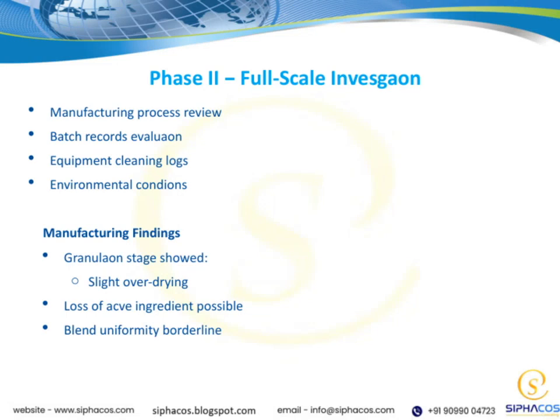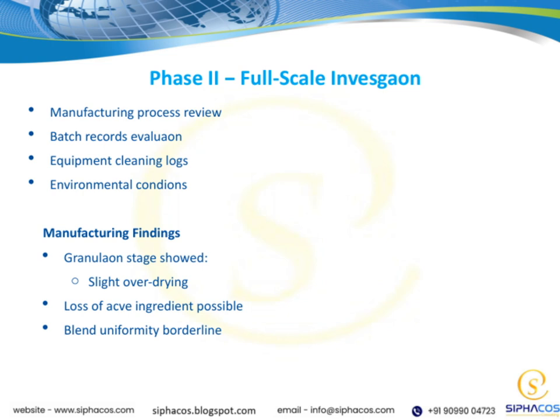In the manufacturing findings, we observed that during the granulation stage, there was a slight overdrying, which can impact the quality of the final product. This overdrying raises concerns about the possible loss of the active ingredient, which is critical for ensuring efficacy. Additionally, the blend uniformity was borderline, indicating that the mixing process might need some adjustments to ensure consistent distribution of ingredients. Moving into phase II, which is our full-scale investigation, we're taking a comprehensive approach.